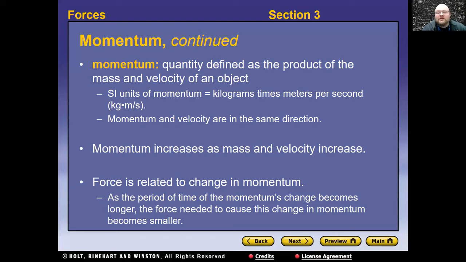And momentum and velocity are in the same direction. So remember, velocity is just like speed, except it includes a direction. So if it was something like 30 miles per hour west, when you calculate your momentum, it would also include west because it would be the same direction.